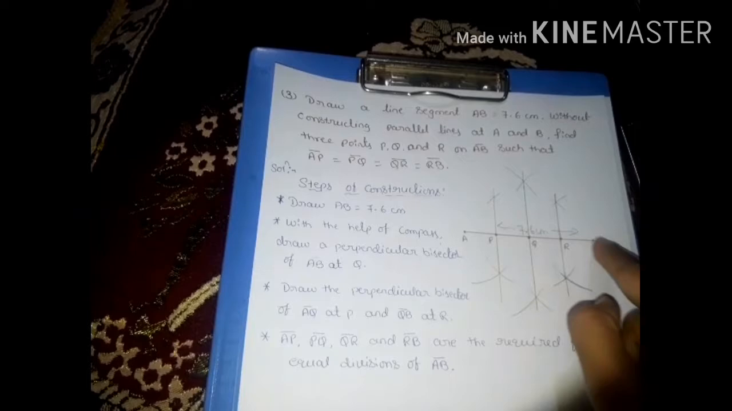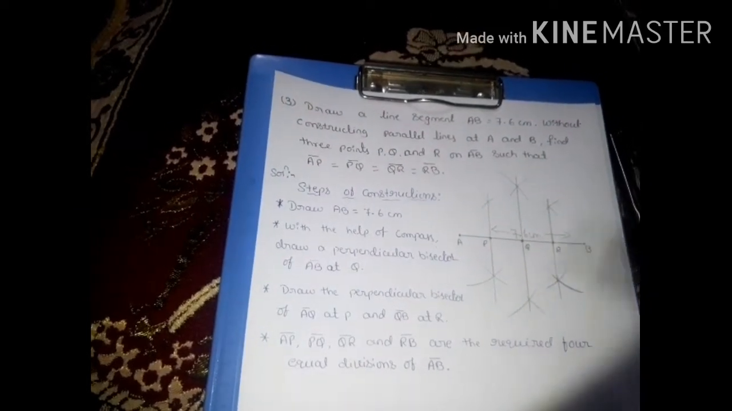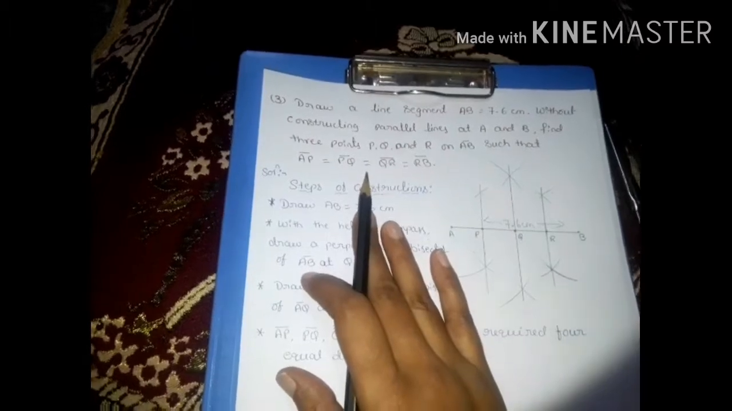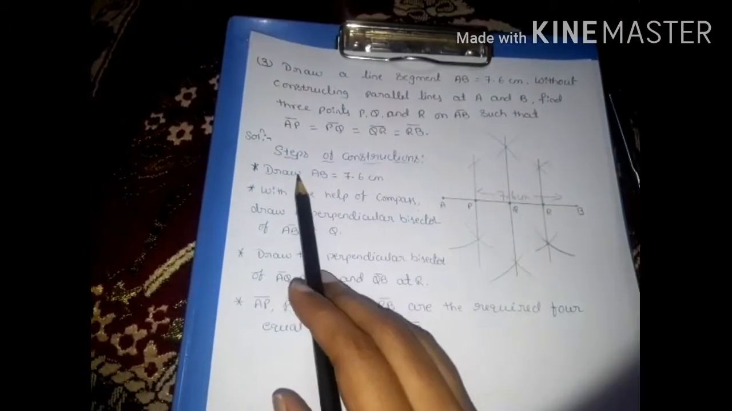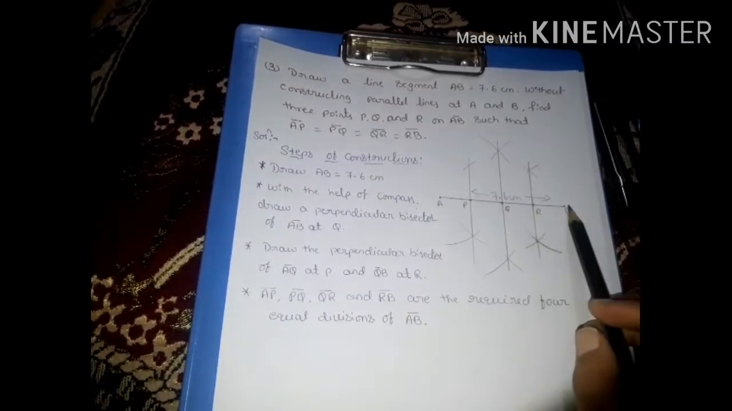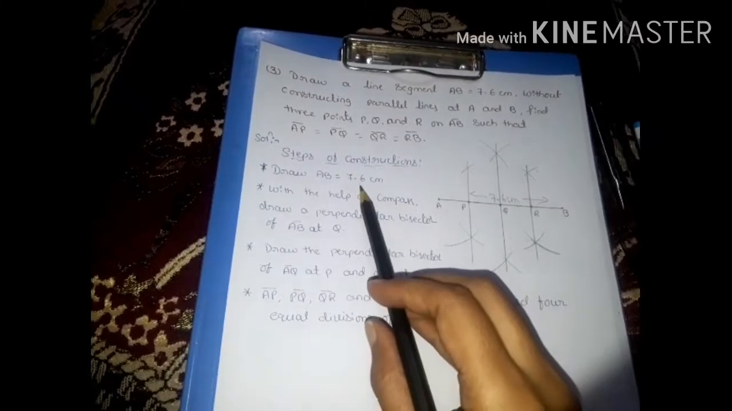These are equal to each other. So what you have done here, the same you have to write in the steps of construction. Here first, draw AB which is 7.6 centimeter. Using a ruler, draw line AB, 7.6 centimeter.